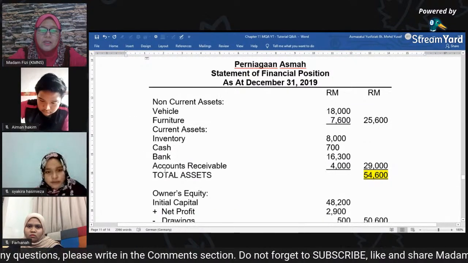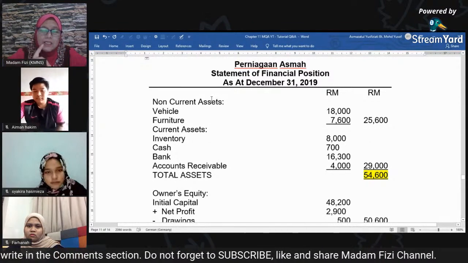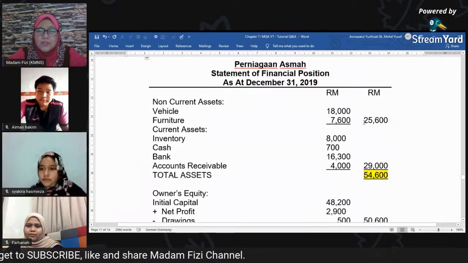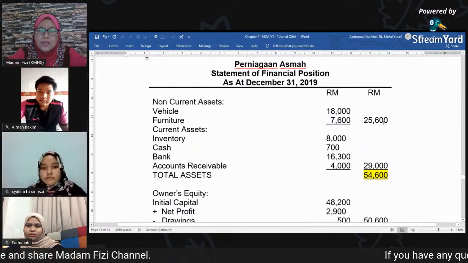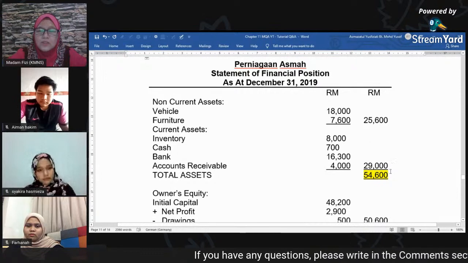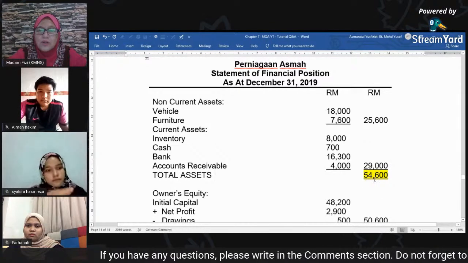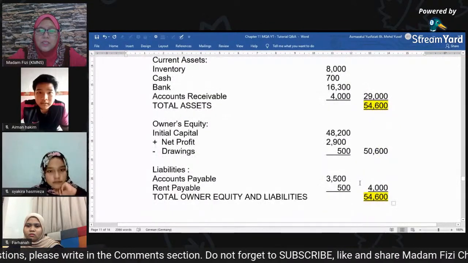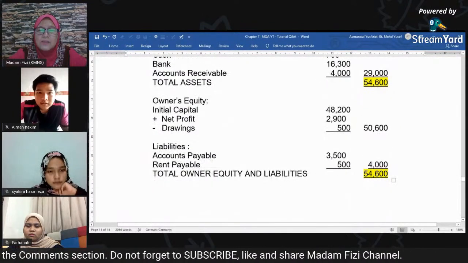Okay, all this you get from the closing balance. So non-current asset equals to 25,600. The current asset equals to 29,000. So total asset is 54,600. And then owner equity and liabilities.